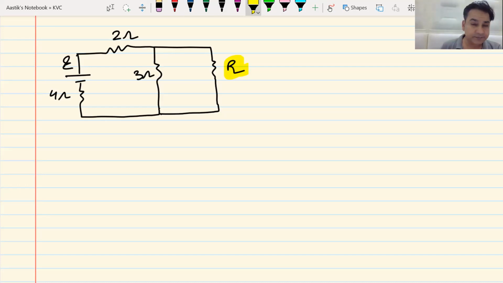You understand the question? The highlighted resistor should have maximum power delivered to it. What should be the value of that R? Have you done a question like this before? Yes or no? Yes, sir. Your chance to do it again.